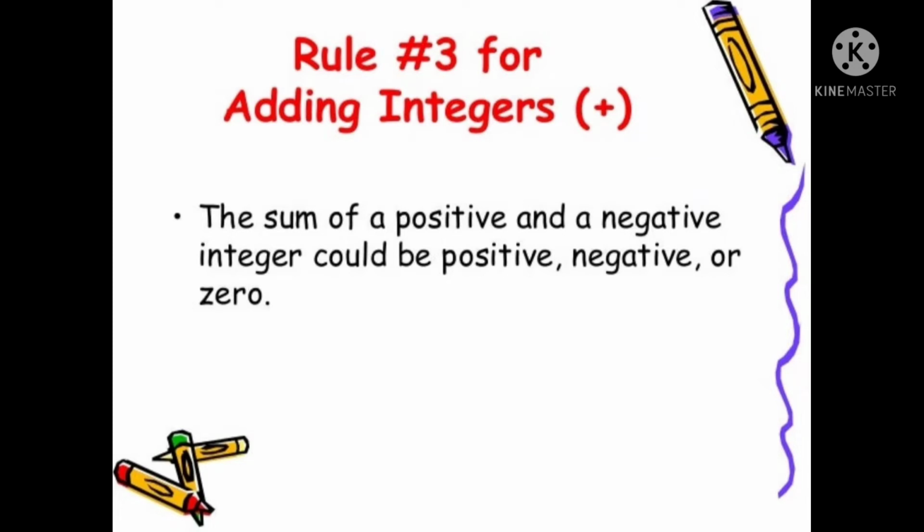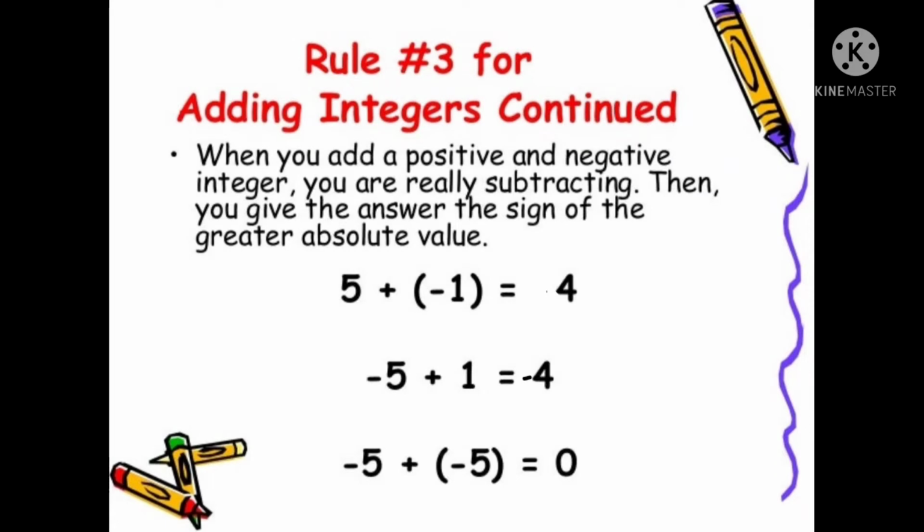Rule number 3 for adding integers. The sum of a positive and a negative integer could be positive, negative, or 0. For example, 5 plus negative 1 is equal to positive 4. Negative 5 plus 1 is equal to negative 4. And negative 5 plus negative 5 is equal to 0.